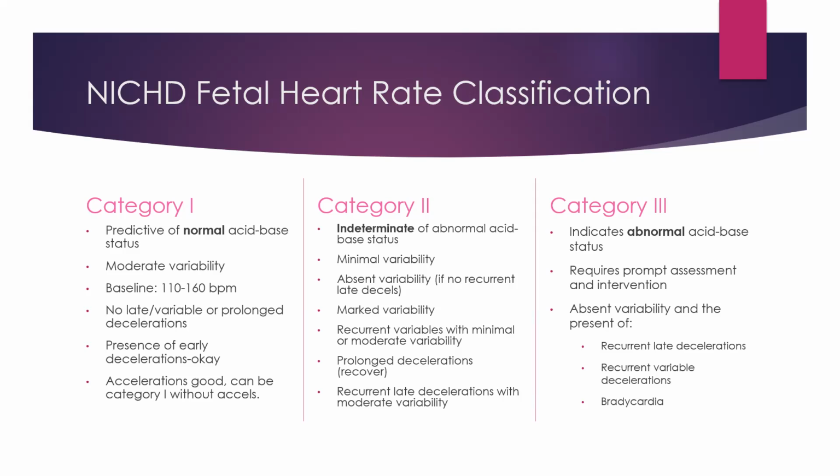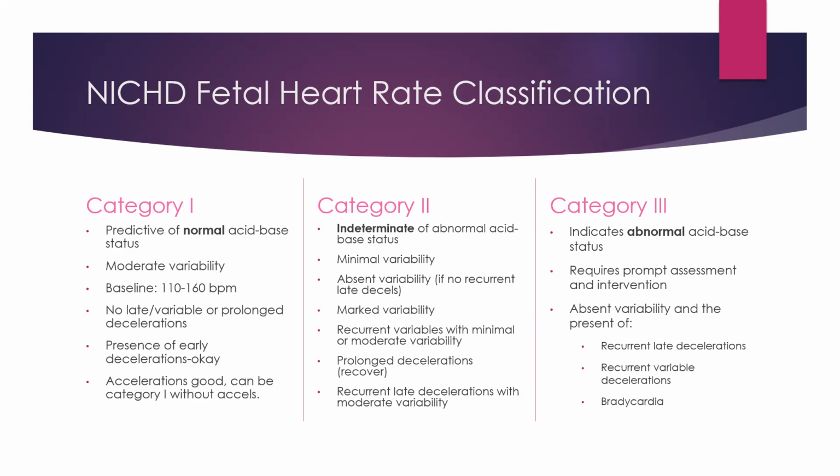So category 2 indicators are minimal variability, absent variability without recurrent late decelerations. Marked variability would be considered category 2. Recurrent variables with minimal or moderate variability would also be category 2. Any prolonged decelerations that recover or recurrent late decelerations with moderate variability in between, again, are category 2. So gray area. We should be doing interventions to help resolve these things that are causing the category 2, but it doesn't necessarily mean that we have an indication for an emergency C-section or an alternative route of delivery.